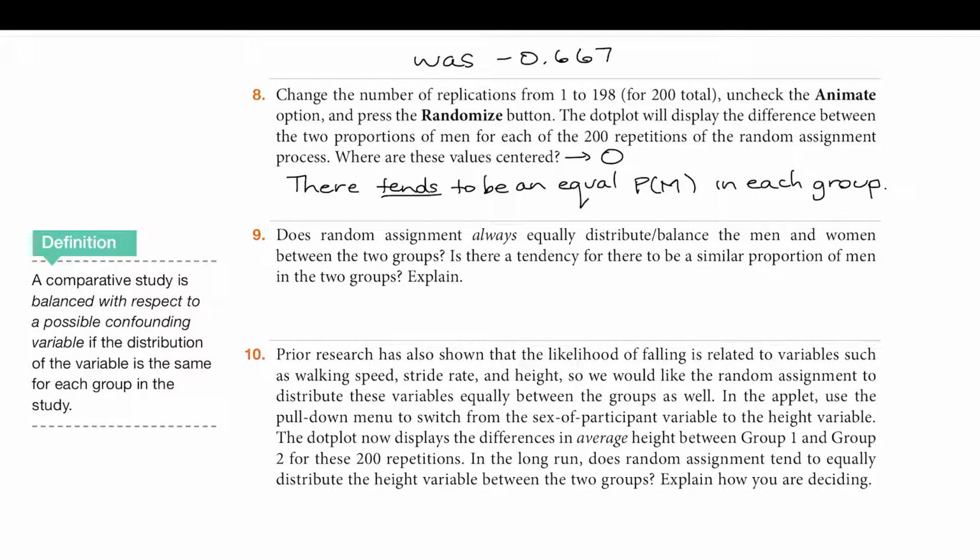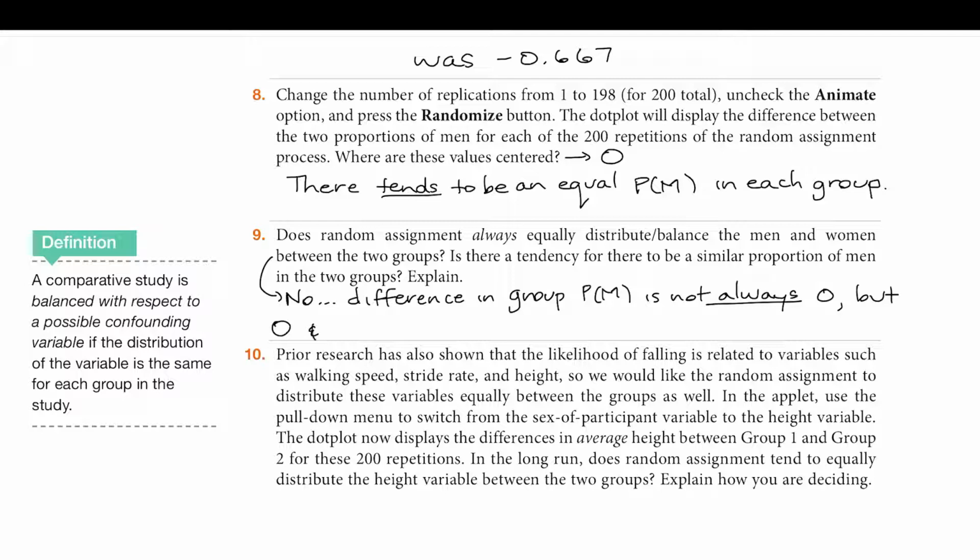Now, number 9 asks a different question. Does random assignment always equally distribute? No. The difference in group proportion of males, group 1 minus group 2, is not always 0, but 0 and plus and minus 0.167 are by far the most common differences.